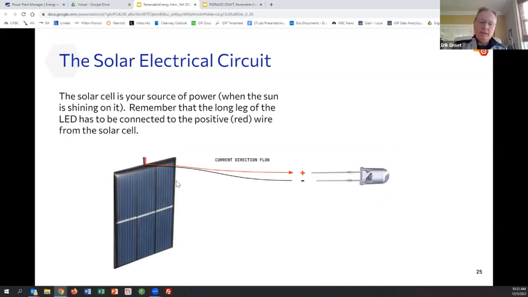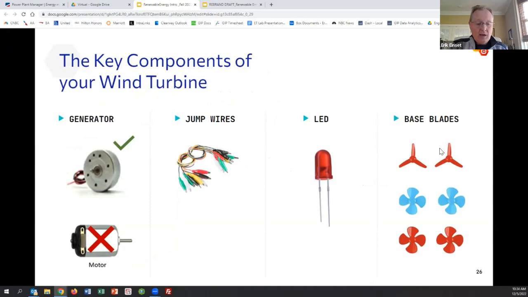So the way this should work is you can think of your solar cell as a battery that works when the sun is shining on it. It's going to have a red and a black lead. The red lead is the positive lead. The black lead is the negative lead. In order for the LED to light, the current has to flow in a particular direction, which means that the long leg has to be connected to the plus or the red, and the short leg has to be connected to the minus or the black. If you have these reversed, your LED will not light because it only works in one direction of current flow. So that's how simple the solar system is going to be.